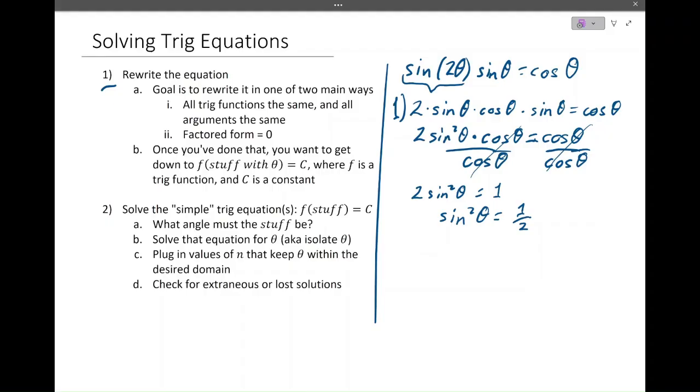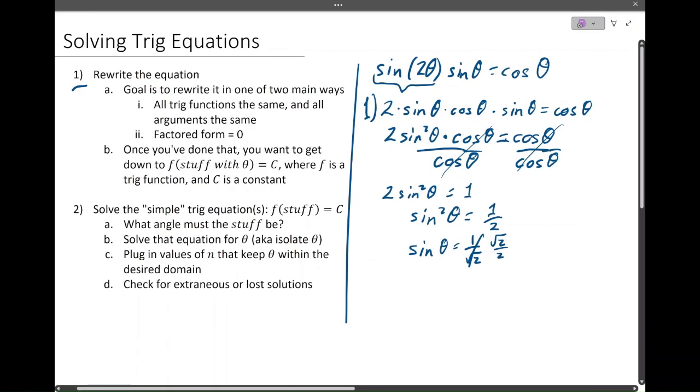Now we're good, because now I can just solve this kind of like a regular old equation. So if sine is like my x, then I have x squared is equal to 1/2. I'll take the square root of both sides. So sine of theta is equal to either 1 over root 2. And let's actually rationalize that. So that's going to be root 2 over 2. So maybe it's a little more recognizable. But again, it could be negative as well.